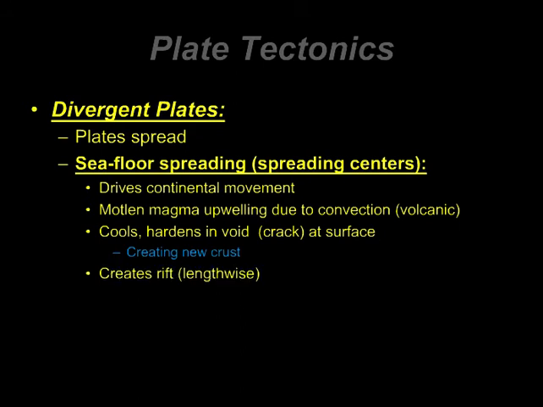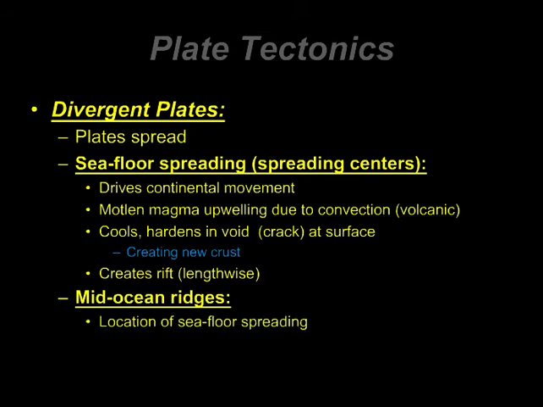And one of the things that you'll notice, a rift will occur, a separation will occur, and that separation will be lengthwise. So essentially we'll have a parallel separation that will occur, and we'll see various examples of this on the following images. Further, another characteristic we'll find along the middle of a seafloor spreading center is mid-ocean ridges. Mid-ocean ridges are also a characteristic of divergent plates. This is where we're going to find the location of seafloor spreading.